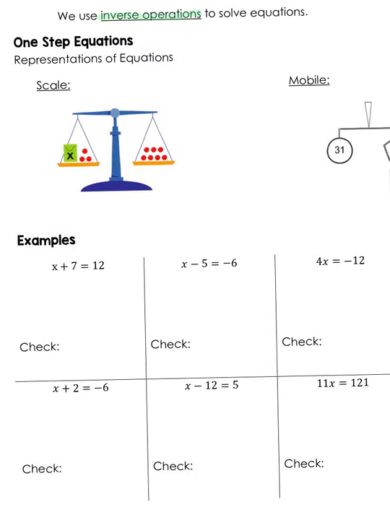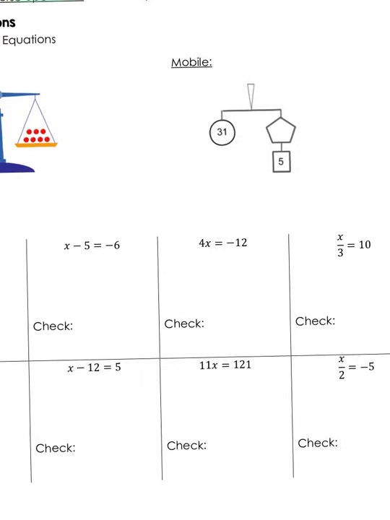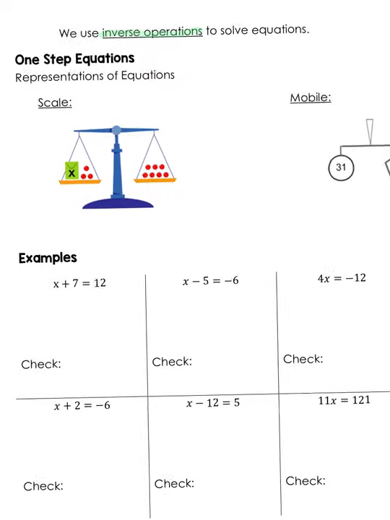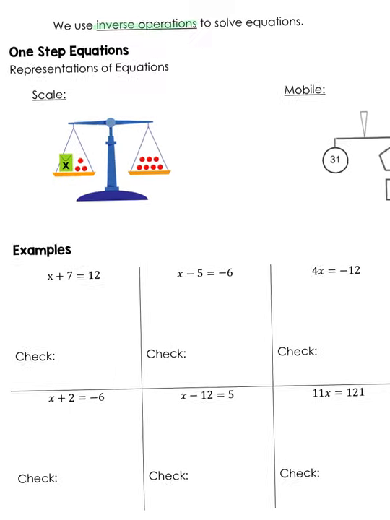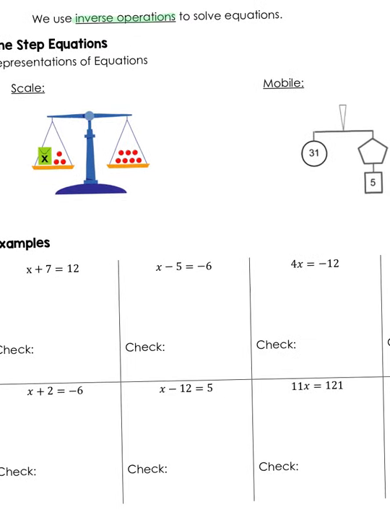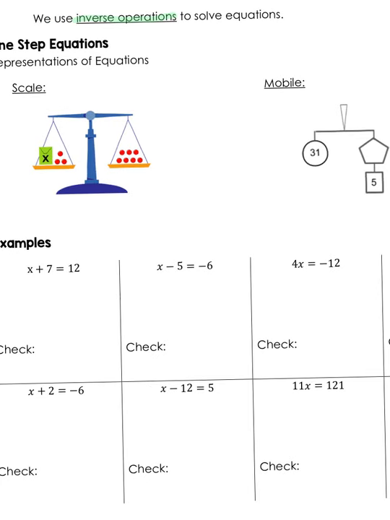Some of the models that we use to represent equations are scales and mobiles. So if we look at the scale and the mobile, what they have in common is that they are balanced. They're the same on both sides. And this is kind of like where our equal sign comes in. Our equal sign tells us that our equation is equal on both sides.